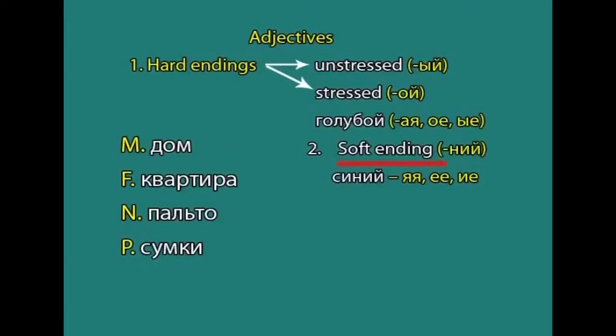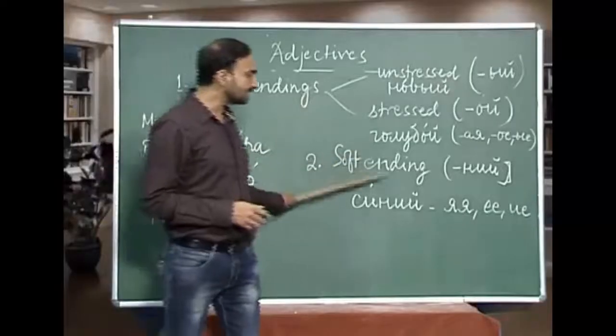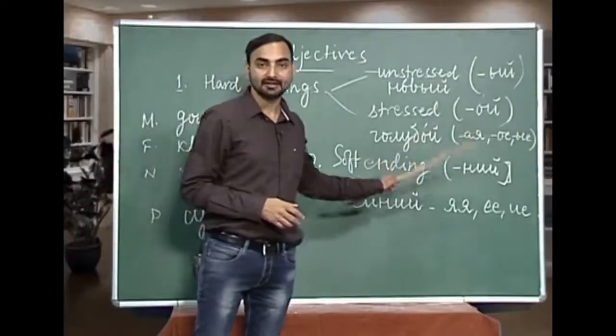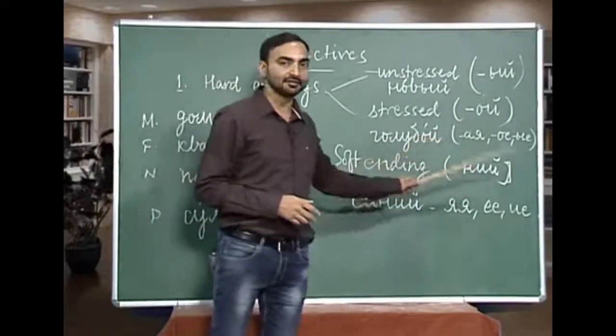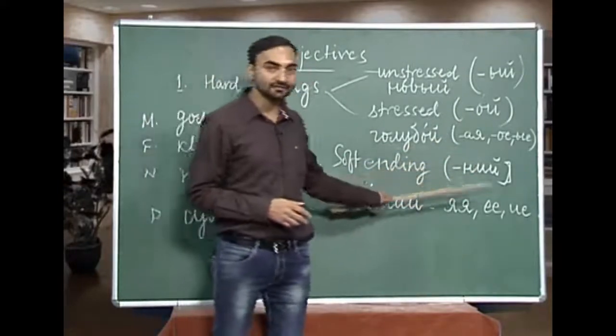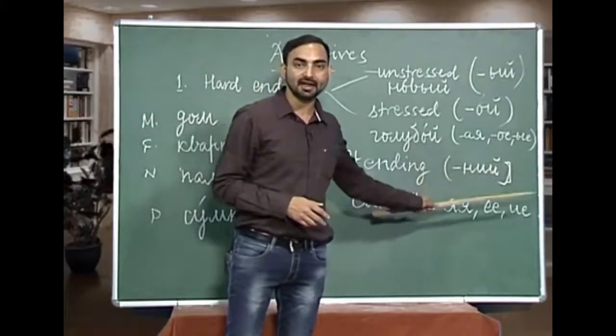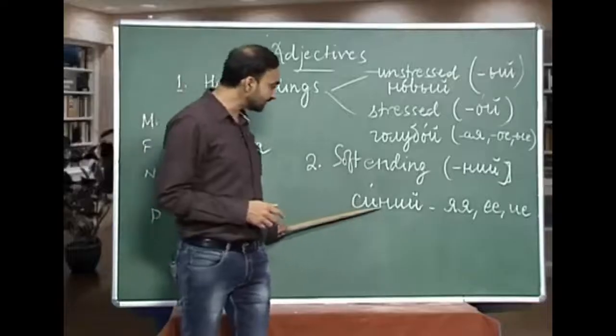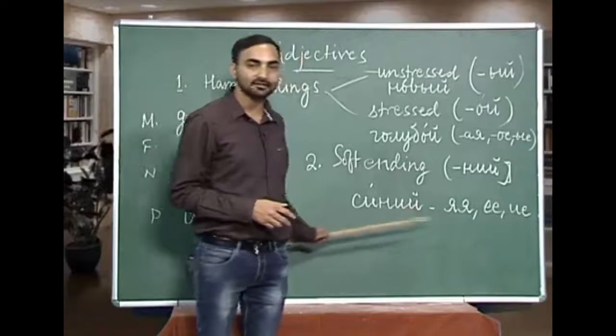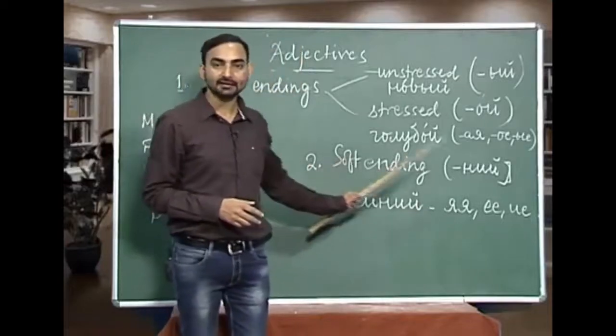The second ending is soft ending adjectives. The name itself suggests that the adjectives with soft consonants are soft ending adjectives. For example, if an adjective ends with n, and i kratke. For example, siniy. Siniy is blue, navy blue. Siniy ends with n, and i kratke, that is why it is a soft ending adjective.